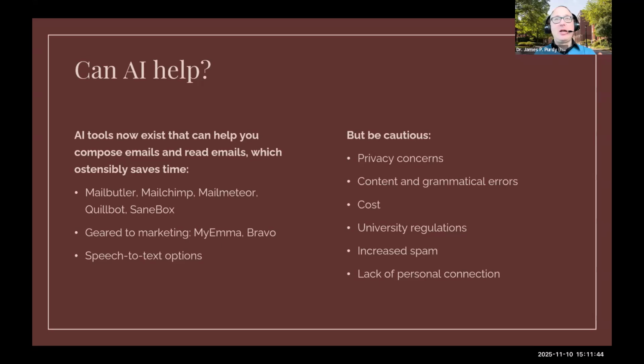And what happens to those from those third-party vendors is not really clear. So you're at risk of divulging information that shouldn't be publicly circulated. As with lots of AI, there are content and grammatical errors that they sometimes present when they compose messages or if they summarize messages for you.